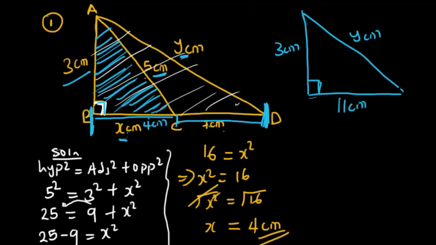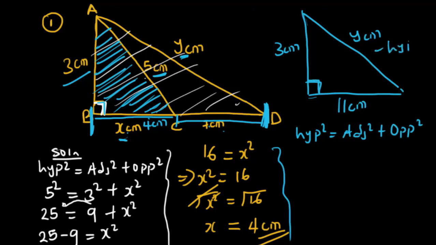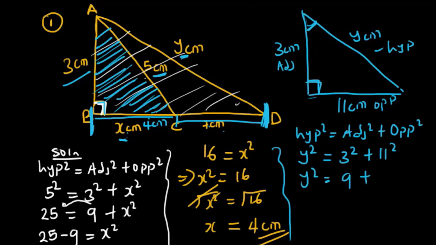I remember this right angle. So we can use Pythagoras theorem. Hypotenuse square equals adjacent square plus opposite square. Now the side facing the right angle is the hypotenuse. Then if the angle is here, this place is the opposite, and here is the adjacent. So slot it into the formula. I should be having y square equals 3 square plus 11 square. y square equals 3 square is 3 times 3, 9. 11 square is 11 times 11, that is 121.